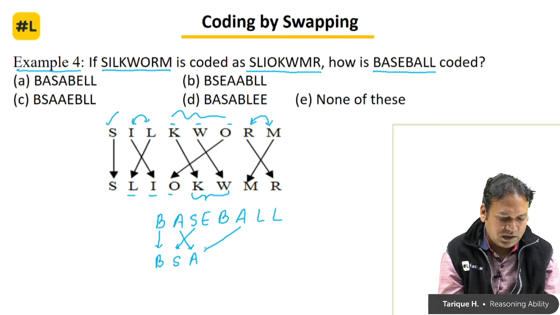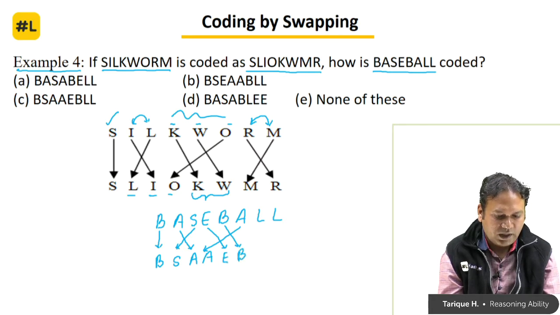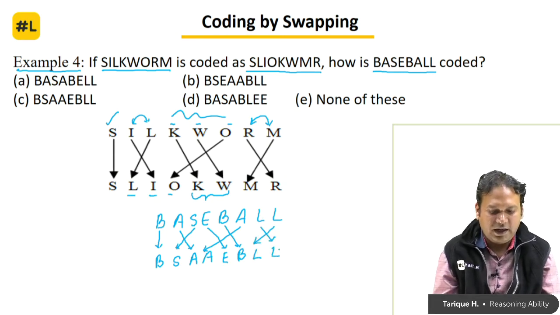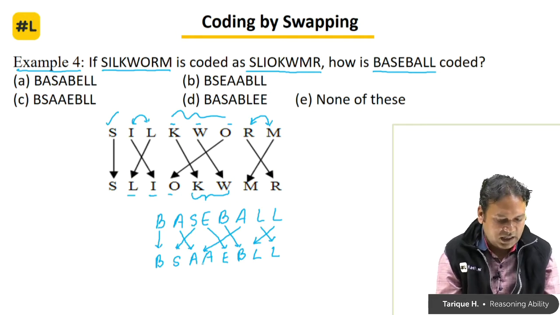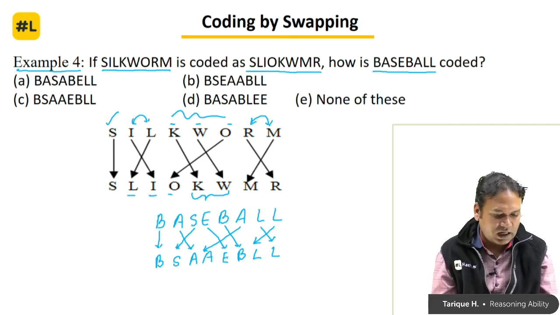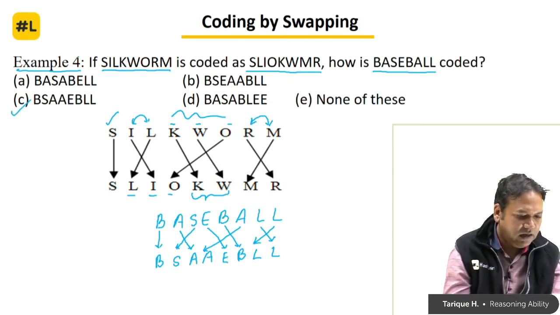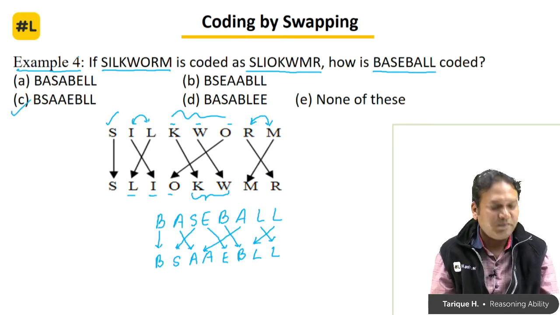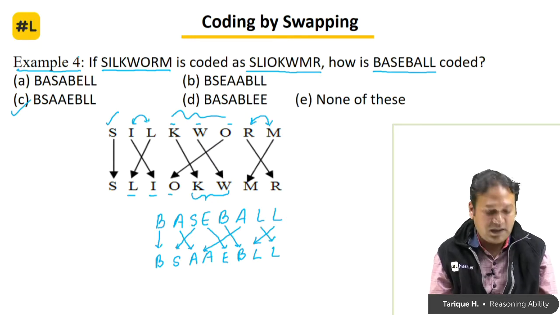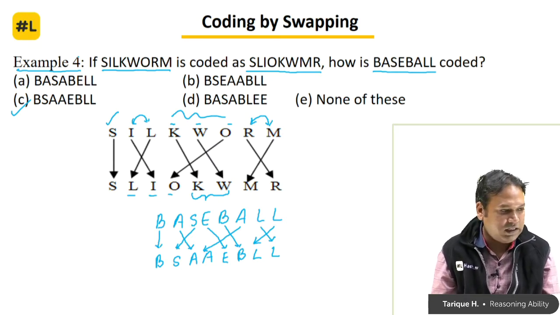A will come down this side, whereas E and B both will go parallel, and we will get here E and B. And then L, L will anyhow be the same, because even if you interchange them, they remain L and L. So B, S, A, A, E, B, L, L. So where is that answer? B, S, A, A, E, B, L, L. That is your answer. So the answer is C.